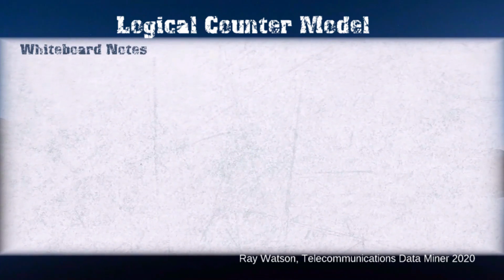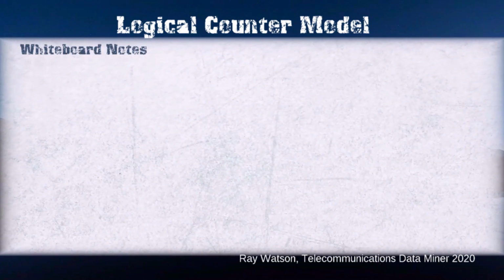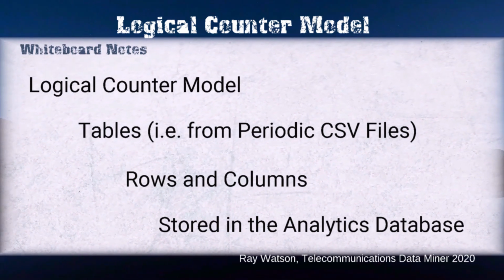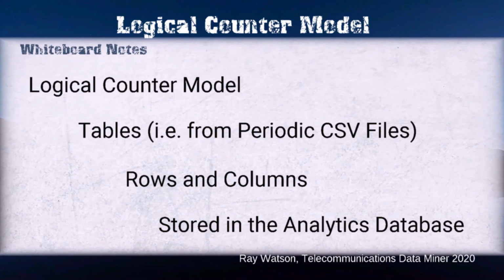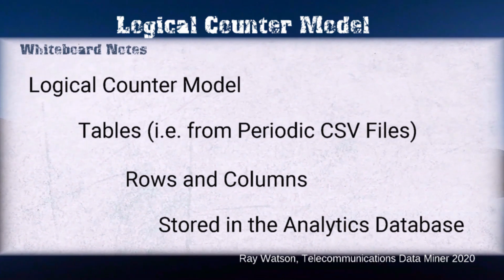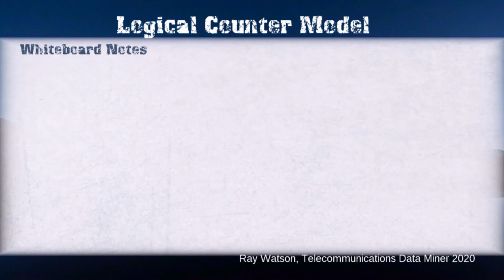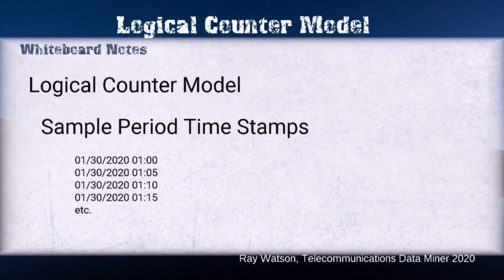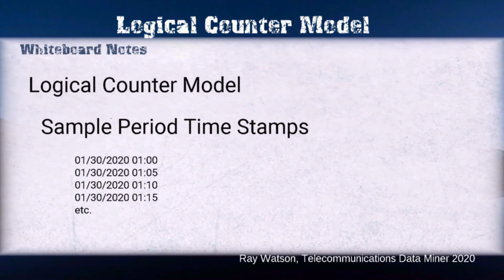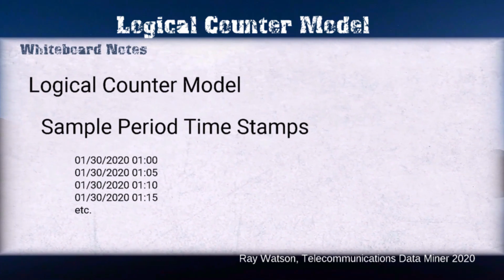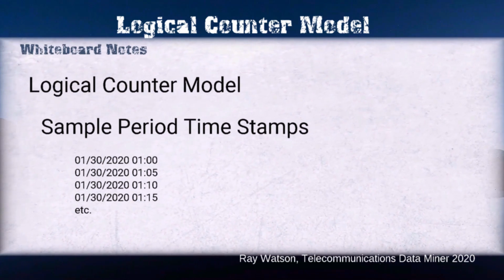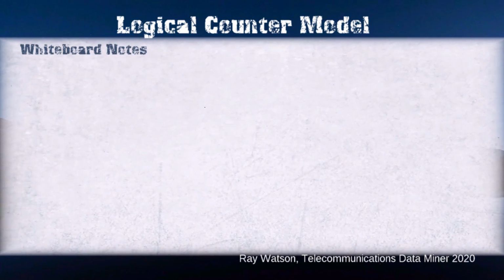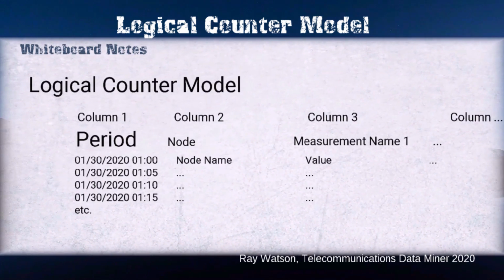The logical counter model of the network machines are collected, parsed, and stored in analytics database format as tables with rows and columns. Sample period timestamps populate a vertical column of rows. Dimension and measurement names occupy columns. Their values populate rows within each column.